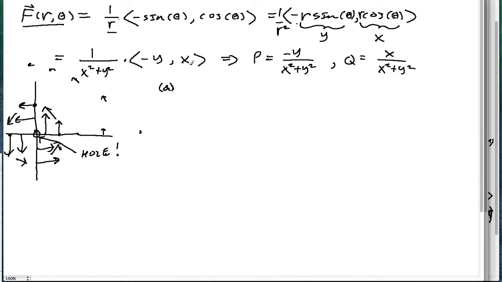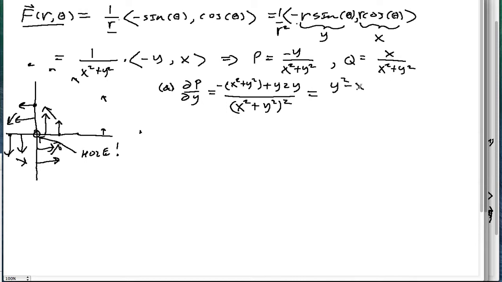All right, so as always, our first check, part A of our theorem: we want to find out, is this vector field conservative? And so we take the derivative of P with respect to y, and we get negative 1 times x squared plus y squared, minus, so we get a plus y times the derivative with respect to y, so we get a 2y, all over the bottom squared. That is the quotient rule. And that becomes y squared minus x squared over x squared plus y squared, quantity squared.